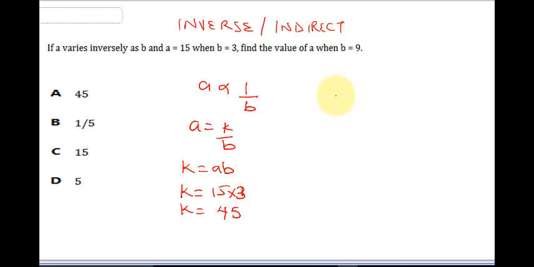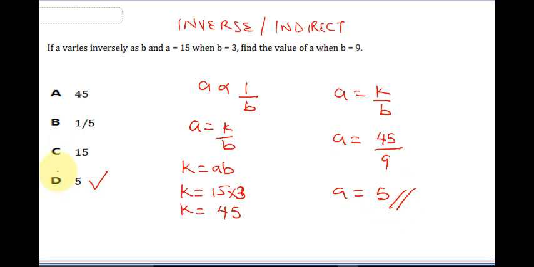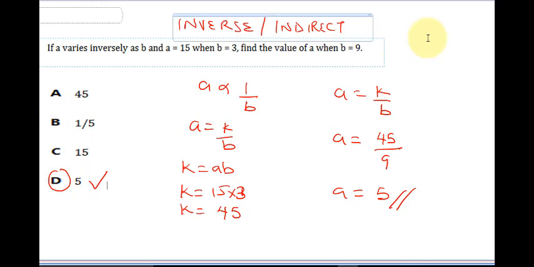Now, it says find the value of a when b is equal to 9. Now, remember our a is equal to what? k over b. And our a is going to be, now we have our k to be 45 and our b to be what? 9. Therefore, a will be 45 divided by 9. And that's going to give us 5. So, our final answer is 5. And you can solve all inverse and or indirect variation questions.